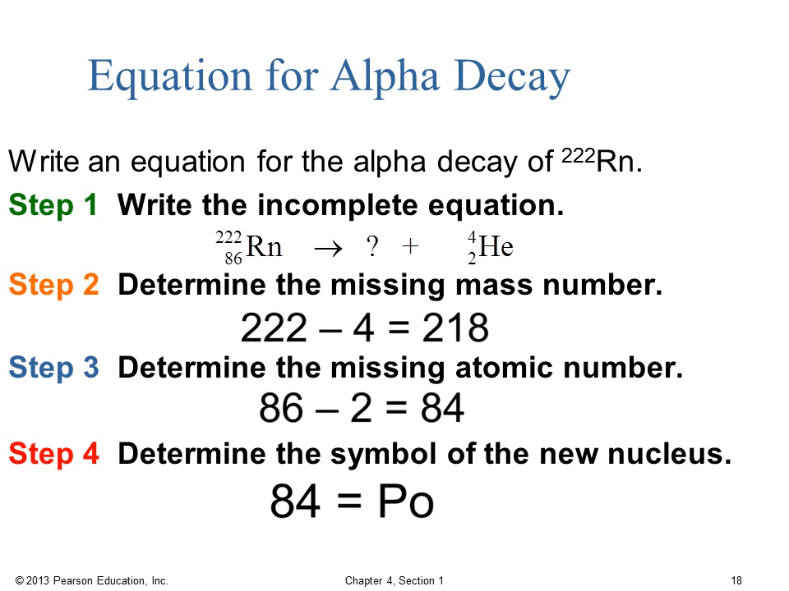So step 2, determine the missing mass number. The left side has a mass number of 222, so we need the right side to add up to 222. We subtract 4 from 222 and we get 218. Then we have to find the missing atomic number. We have an atomic number of 86 for radon, and an atomic number of 2 for the alpha particle. So we subtract 2 from 86 and we're left with 84. Then we look on our periodic table for the atomic number 84, and we see polonium, Po.